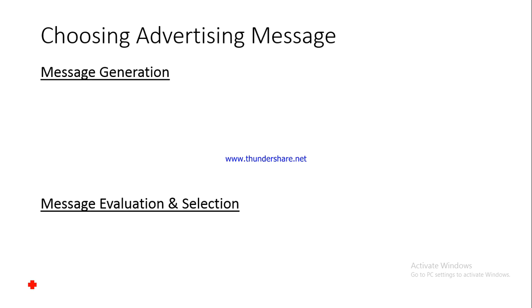So the first thing that we have to do is generate different types of messages, and out of these different messages that we generate, we select the ones which are more suitable and which suit my objective. For that I will have to do a comparative evaluation, and once we have done this selection, we go ahead and execute the message. That would be the third step, message execution. So these three steps are there. Let us talk about these steps in a little detail.